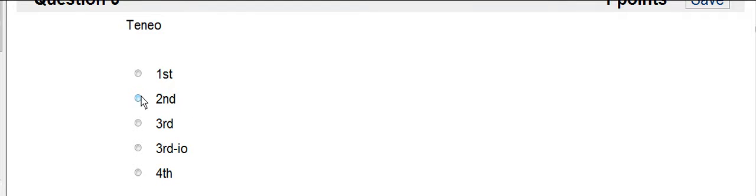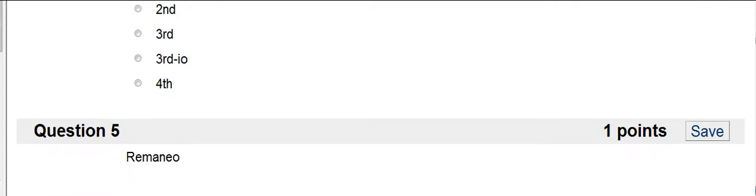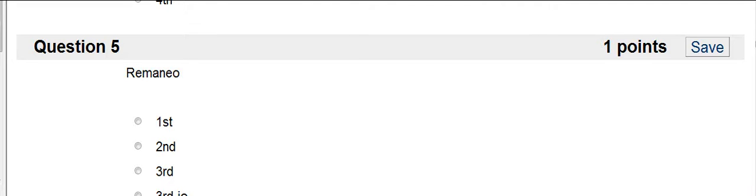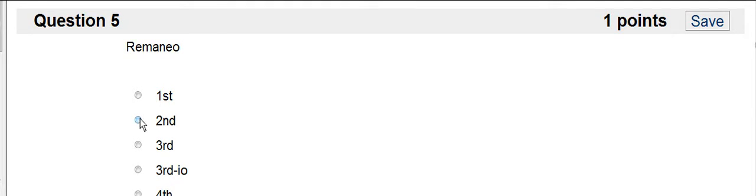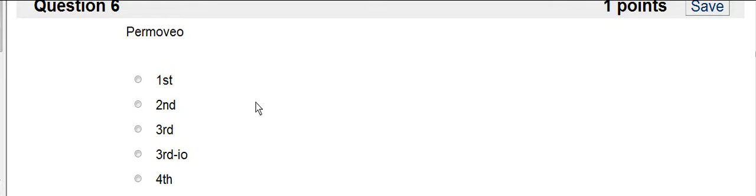Tenio, again, EO, really easy. It's going to be second. Propero is one that we remember that is first. Rimanio, again, EO tells us it's second. Permoio, again, EO, second.